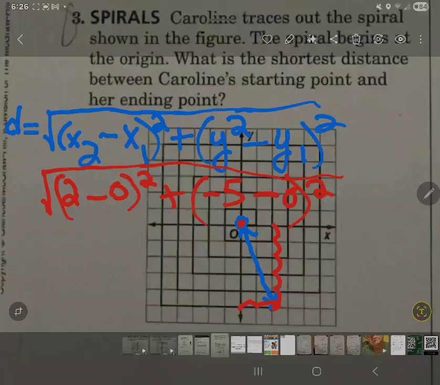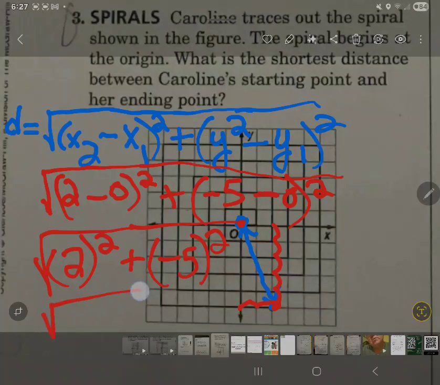All right, so now stick with me. We're almost there. All this math is going to be pretty easy. What is 2 minus 0? Well, it's just 2, right? So 2 minus 0 is 2. So everything in the parentheses is 2, and then we have to square it, and then we're going to add that. What is -5 minus 0? Well, it's just -5, and then we have to square that, okay? Are you with me so far? Hopefully you're with me so far.